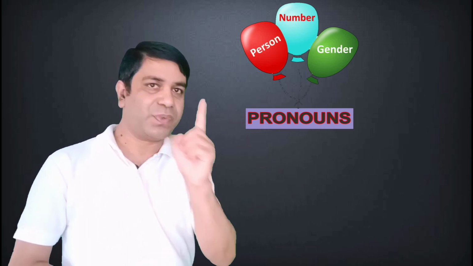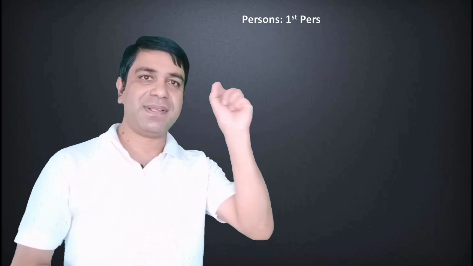Hello friends, and welcome to a very important lesson on rules on pronoun agreement. Pronouns must agree in person, number and gender with their antecedents. There are three types of persons for pronouns. They are first person, second person and the third person.